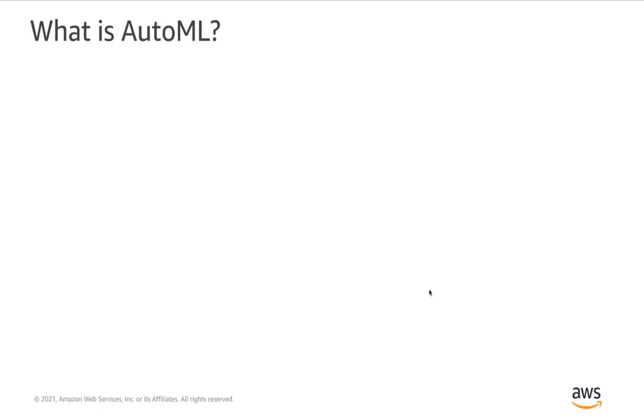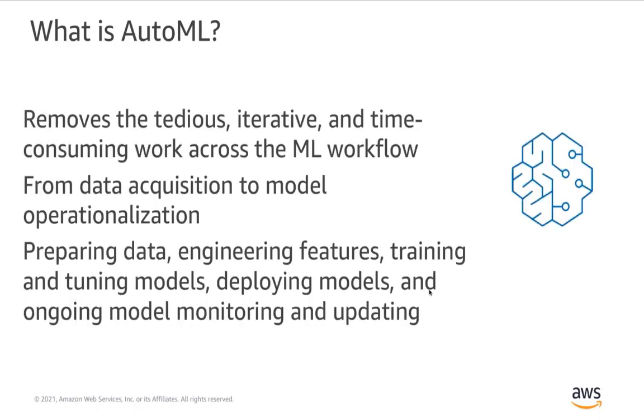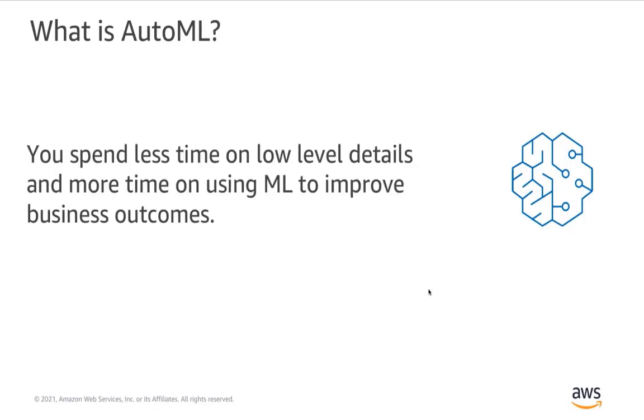In the spirit of what this really means, and I think by now there's a well-established sense of what AutoML is, it allows you to remove that tedious and iterative and time-consuming work across the machine learning workflow, whether it's from data acquisition, where you might be prepping the data and then going through feature engineering, to the actual training and tuning piece for building the model, and finally operationalizing it as you think about deploying the model or monitoring the model, retraining, so the entire workflow. What that really means is you have to spend less time worrying about these lower level details, and you can focus more of your time on actually consuming these machine learning models to improve your business outcomes.